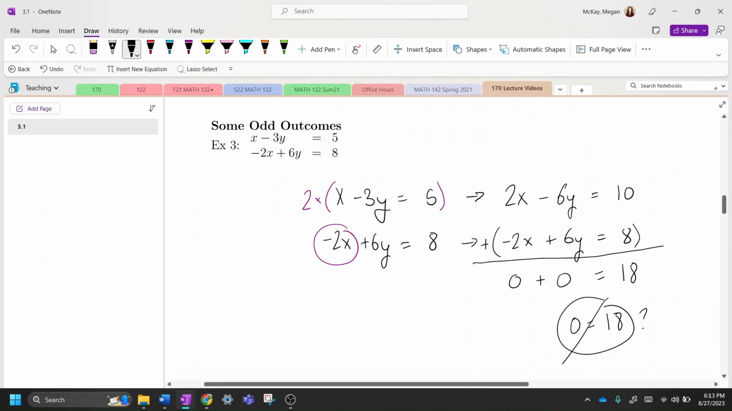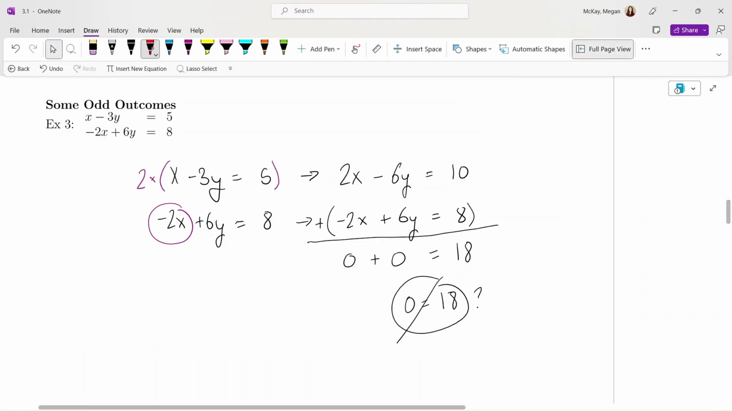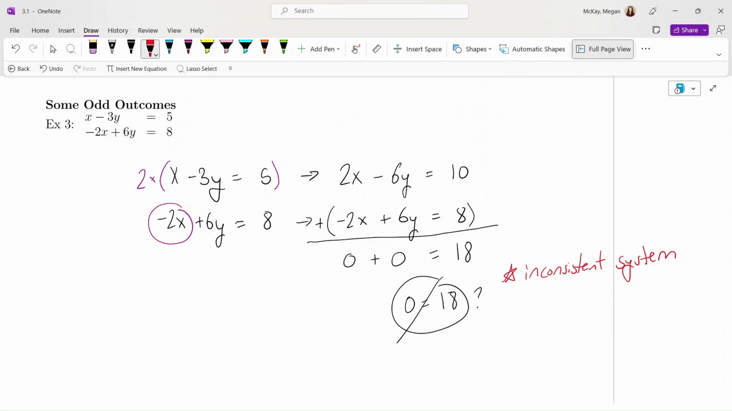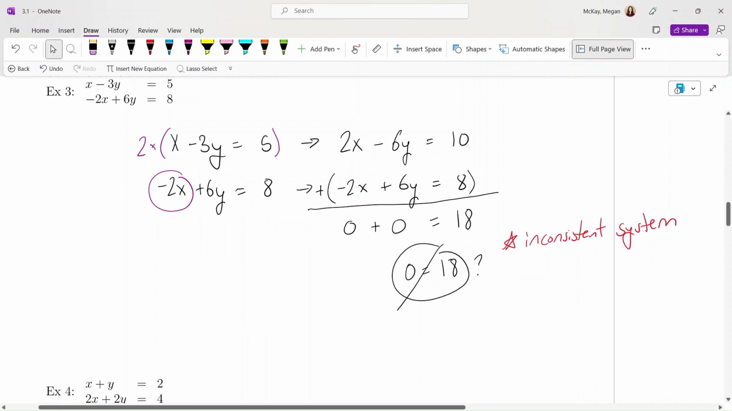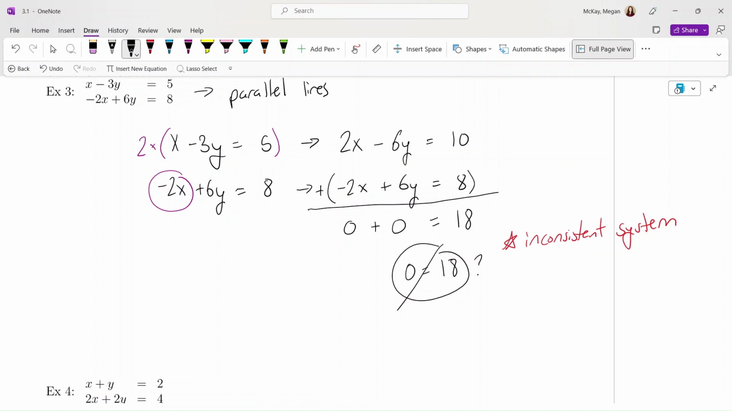So let's come back to our notes and write that down. We call this an inconsistent system when this happens. Inconsistent system. Alright, so we went ahead and took a look at Desmos, and we said these are parallel lines. And that means no solution. No solution because no intersection.